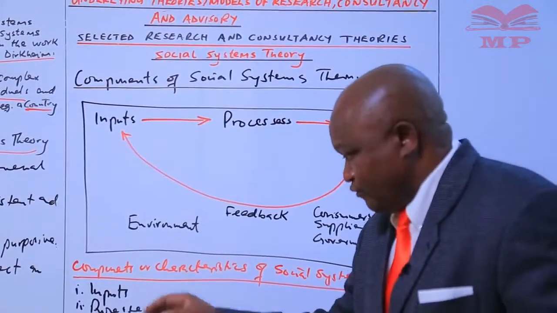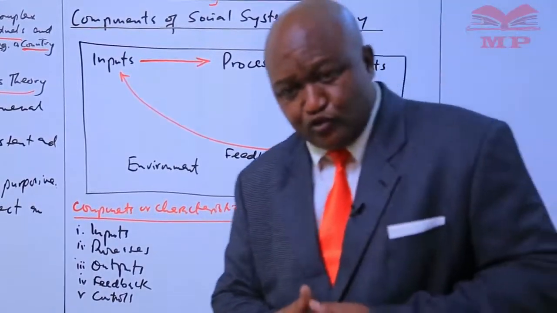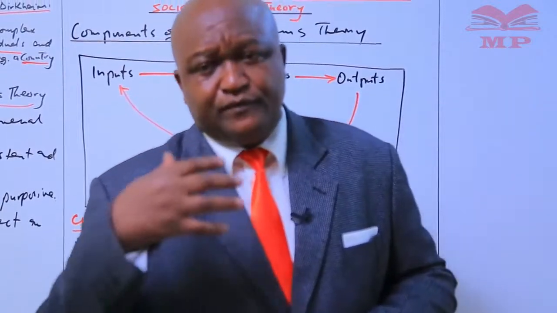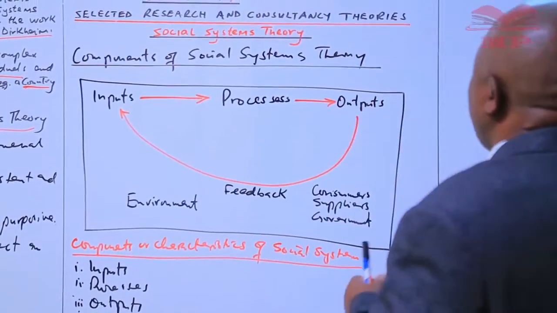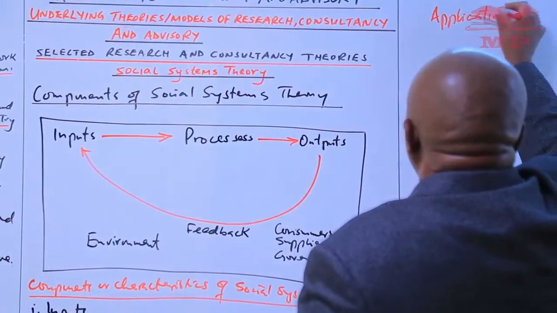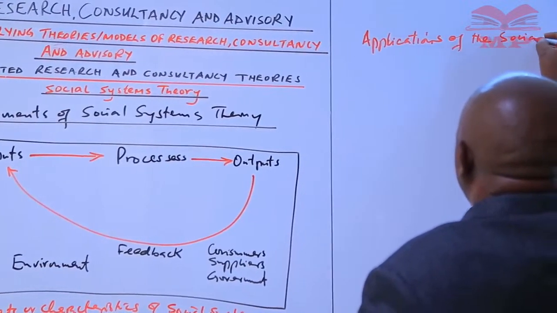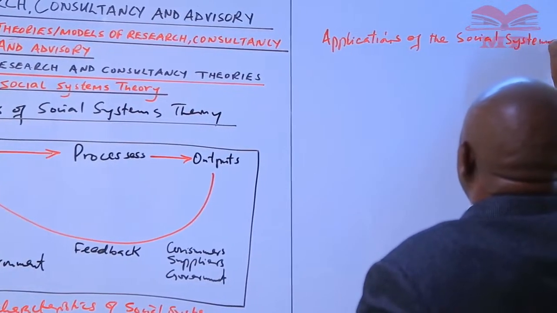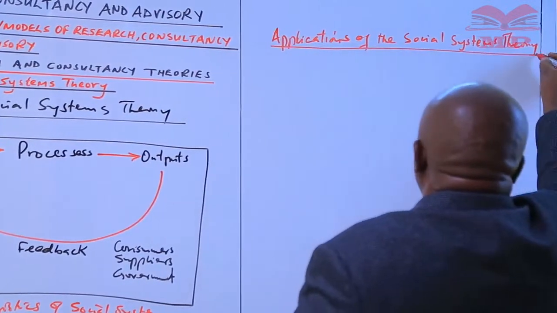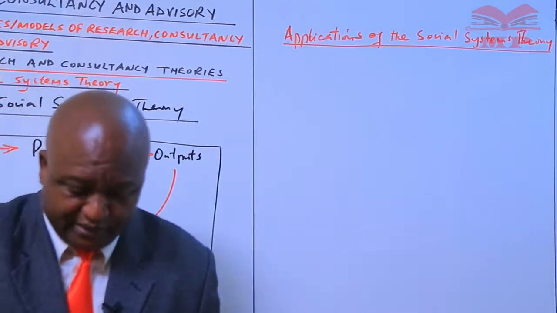And we have indicated you have inputs, processes, outputs, feedback, and then controls. So one may ask, what are the applications of the social systems theory? How can the social systems theory be applied, or of what use is the social system?